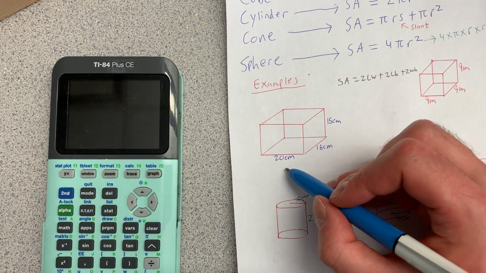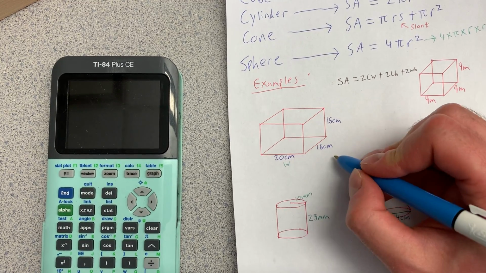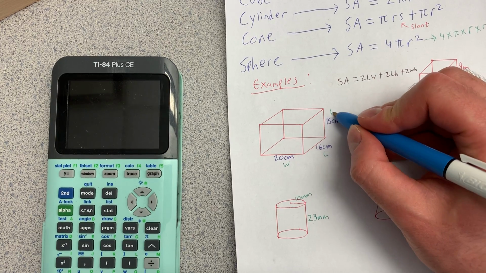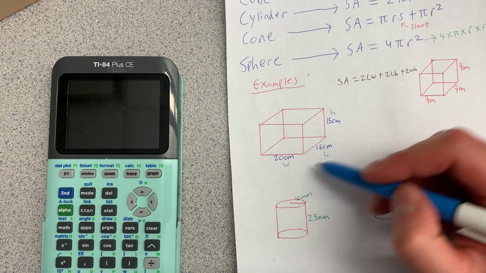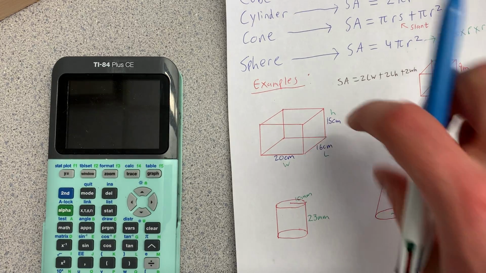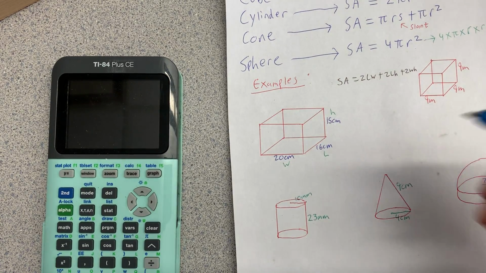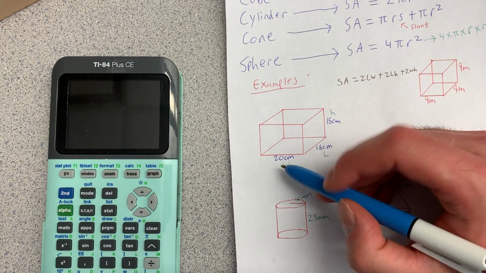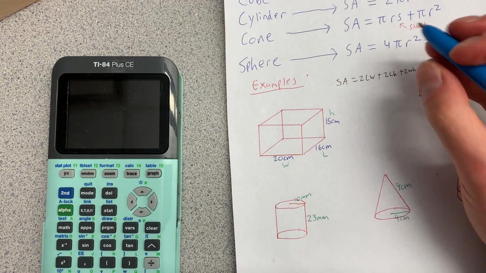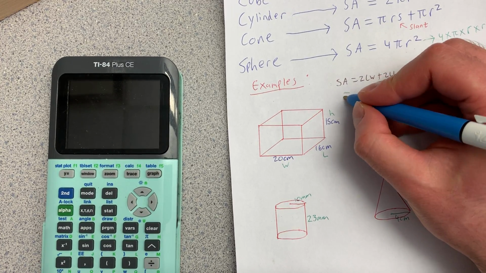So this one here, 20, I'm going to call that our width. This will be our length, and this will be our height. Quite frankly, it doesn't really matter which one you call which, because if I were to turn this rectangular prism sideways, it's going to have the same surface area anyways. But it is important to label each of those a different variable in this case. So I'm just going to plug in my numbers.